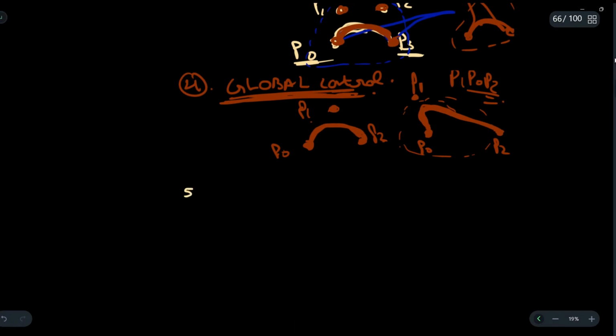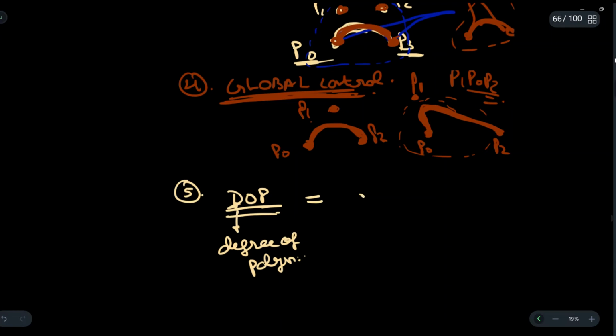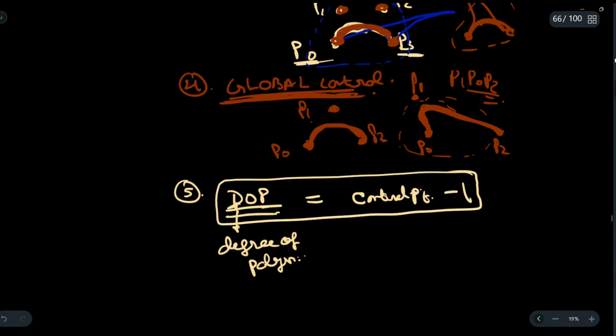Now let us come to the final property, that is property number 5. Now the degree of a polynomial, this property number 5 we have already discussed. That is, the degree of a polynomial defining the curve segment is 1 less than the number of the defining polygon control points. So what we mean by this is, let me write it again: degree of polynomial will always be equal to the number of control points minus 1.